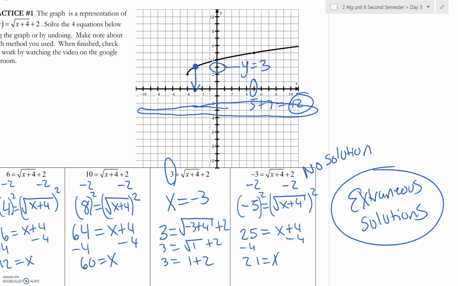Take a look at the equations on the next page. Give them a try. Watch out for those extraneous solutions. Maybe you won't be able to find them until you come back and watch the video. But give the next couple of problems a try, see what you come up with.